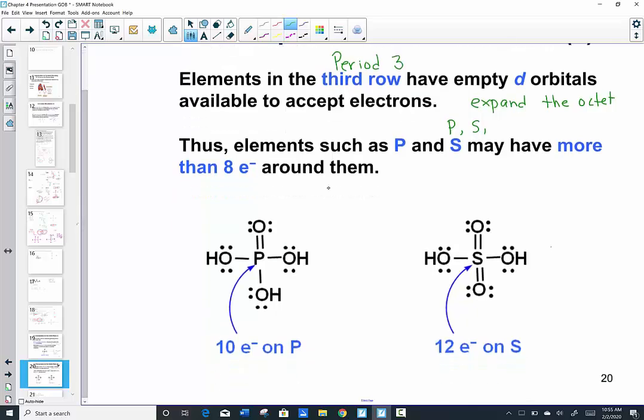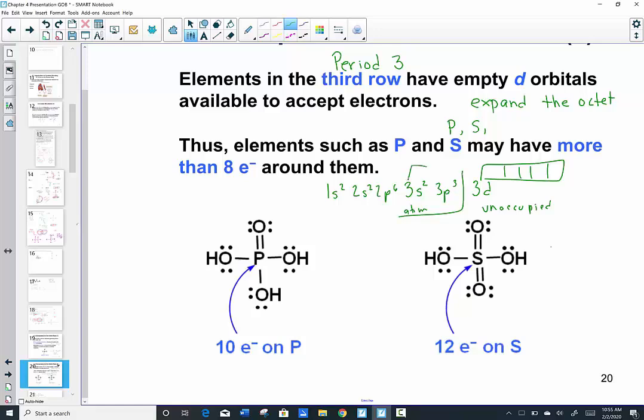If I look at the phosphorus electron configuration, 1s2, 2s2, 2p6, notice now I'm into the 3rd energy level, 3s2, 3p3. The 3rd energy level does have d orbitals. We know that it has d orbitals, but they're unoccupied for the phosphorus element. But they're available to expand the octet. So when I think about where those electrons come from, I mean, this is the atom of phosphorus. How in the world can I get more than 8 electrons?